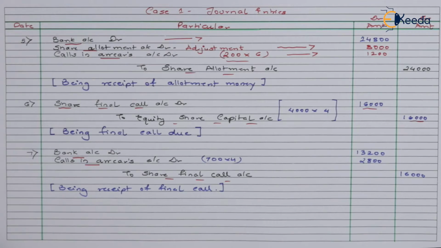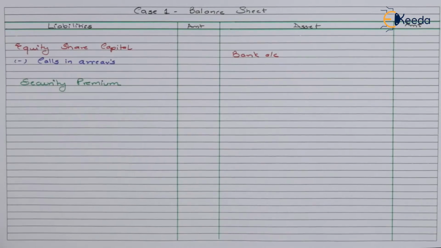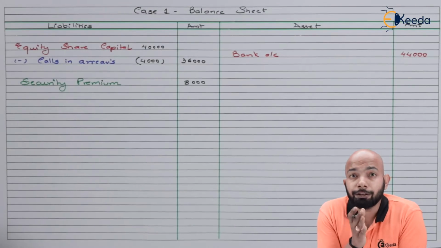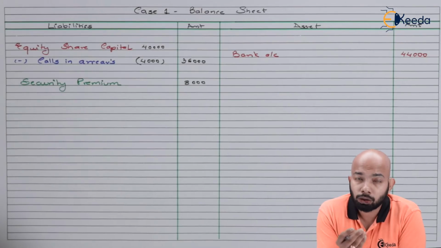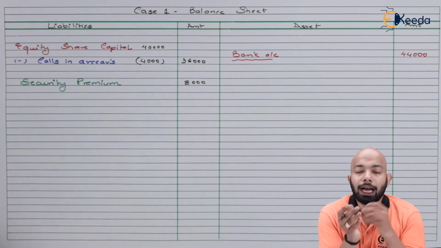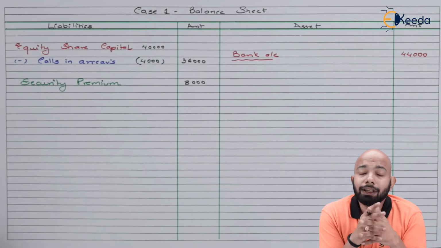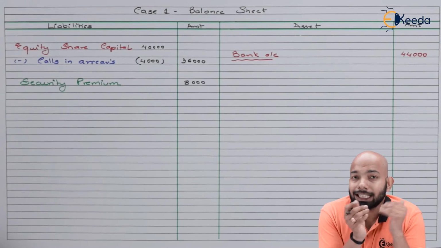Now it's time to prepare the balance sheet in this specific illustration, or rather in this specific case study. Let's start with that. So in case 1, we've prepared the balance sheet as required. The first thing that we have mentioned here is the bank account total on the asset side. It comes to a total of 44,000 after subtracting the refund amount that we have sent back to our subscription holders. So that has been sent back.